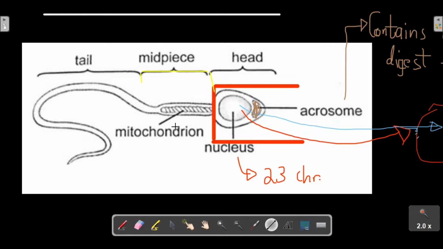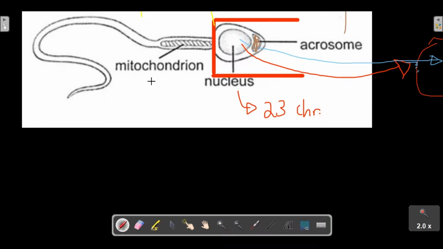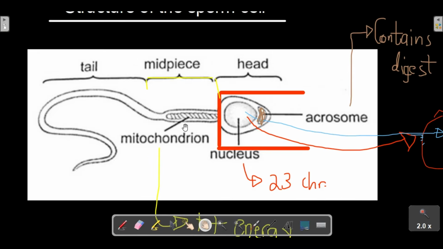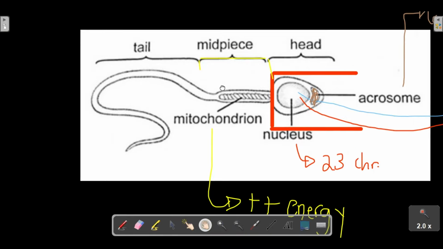So the neck contains mitochondria, and mitochondria, as we know, guys, is the structure that provides energy. It provides the sperm cells with energy so that they can travel all that distance to where they are required.